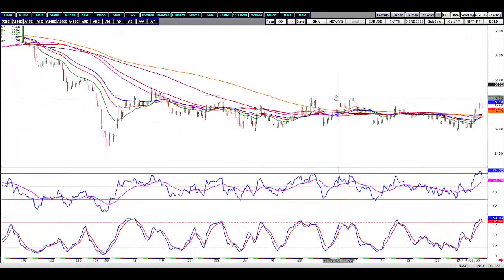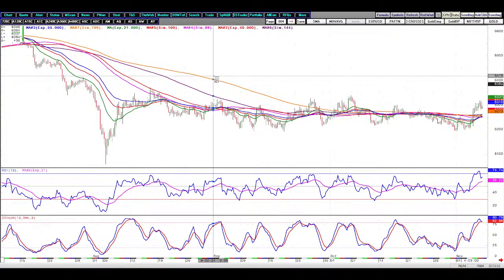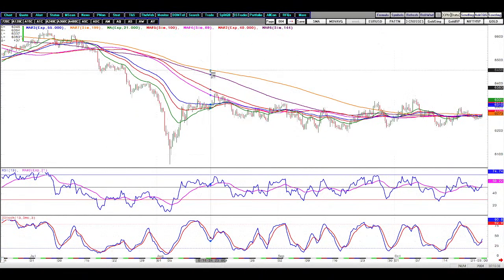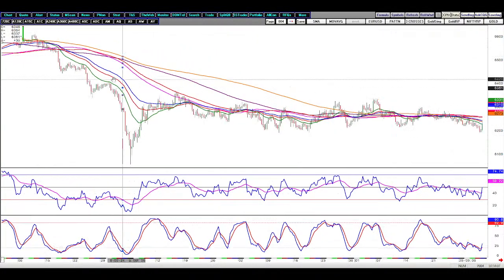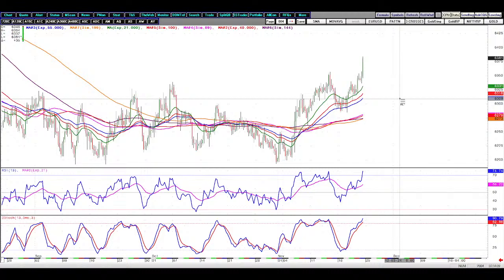Let's see if we have any other resistance. It says about 64.50, 64.35, there is a strong resistance. So what we will do is sell at 64.35, TP at 63.90. So this is a counter trend.